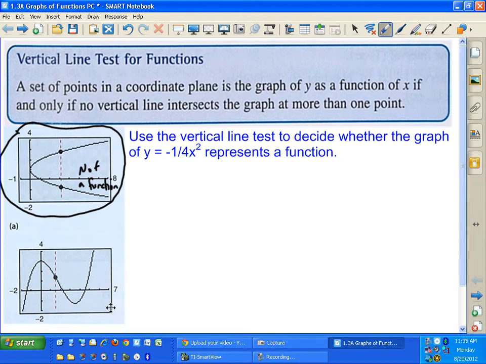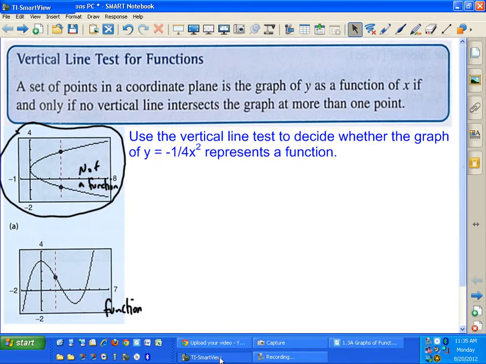Down here, this one is a function, because as you can see with the vertical line test, the vertical line only crosses the graph at one value. So for every x, there is only one y value. Then they're asking me to use the vertical line test on the graph of this.